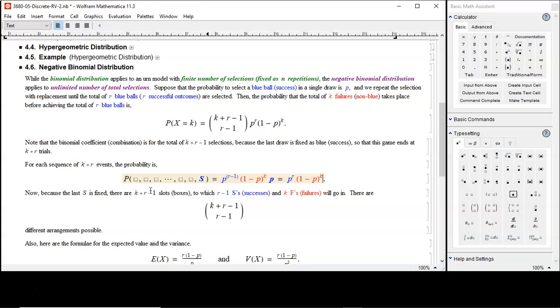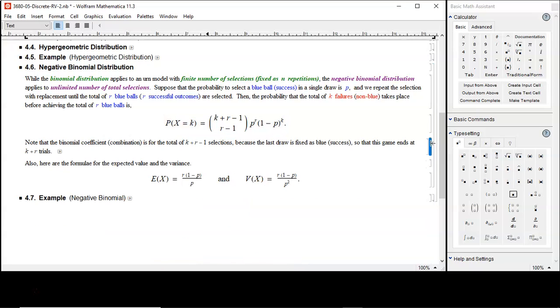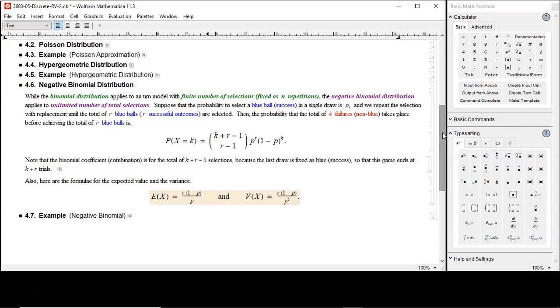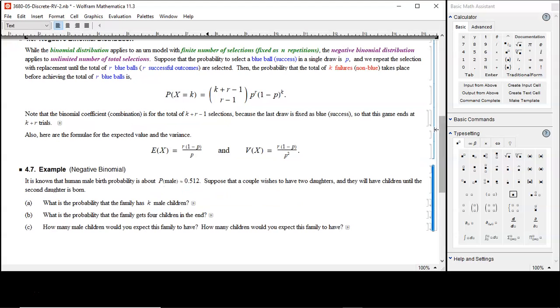And then how many arrangements are there? Well, this is fixed. So instead of K plus R boxes, we have K plus R minus 1 boxes. And among those, if I select not R, but R minus 1 slots for success, the others will all be failures. You see, you have to have R successes, but 1 is taken. So R minus 1 successes out of K plus R minus 1. That's the arrangement we have, and that's where we're getting this. And then it turns out the expected value and variance are like this. Of course, this is just formulae. We couldn't even prove these for binomial because that required multivariable calculus. We certainly cannot do this. We'll just accept those. Now, how about an example problem?